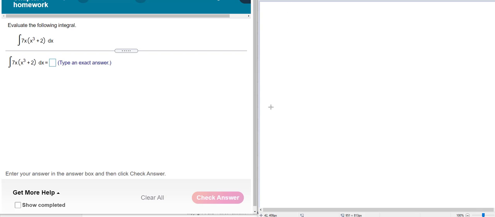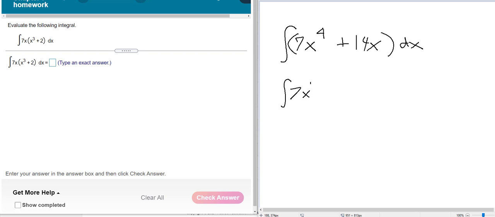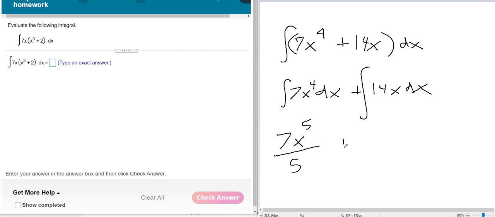All right, so now we have one that has been factored, and what you want to do here is you want to multiply this out, 7x to the 4th plus 14x. All of that has the differential dx, so that's 7x to the 4th dx plus 14x dx. So we're going to get 7x to the 5th over 5 plus 14x to the 2nd over 2 plus c.